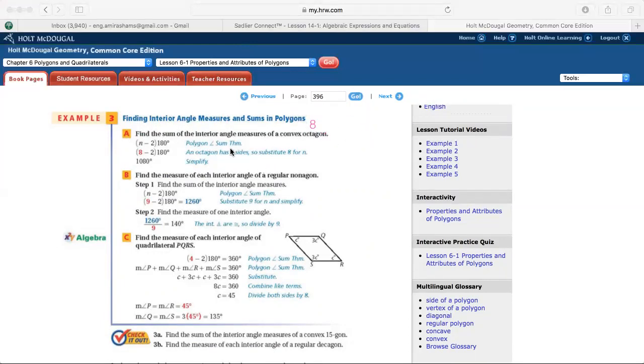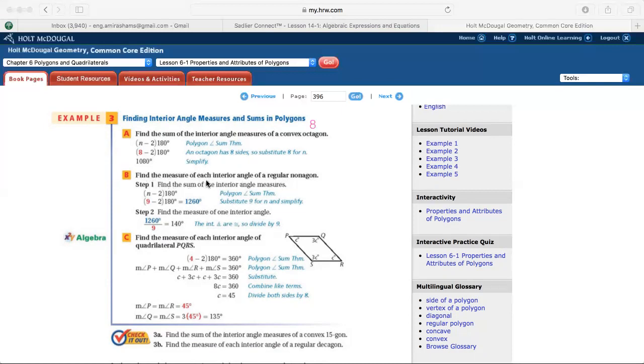Okay, so find the sum of interior angle measures of a convex octagon. What is the rule? N minus 2, and n is 8. So 8 minus 2 multiplied by 180 to get the sum of the measures of the angles in the convex octagon.